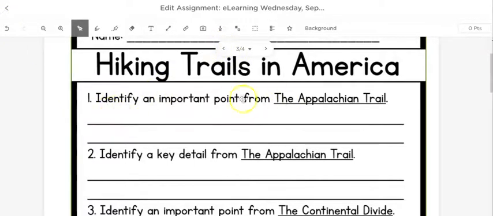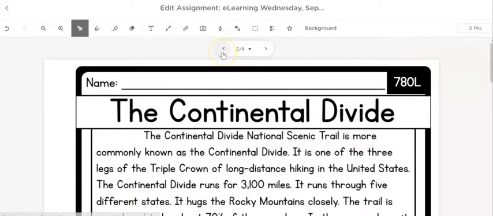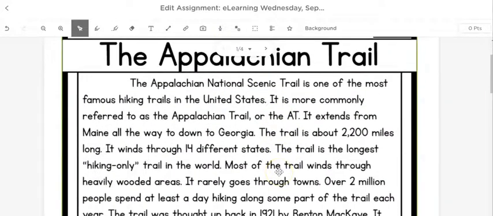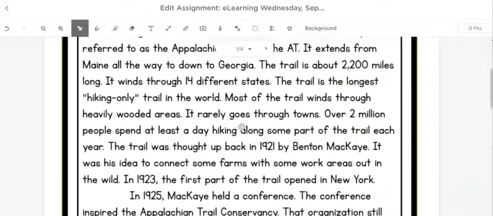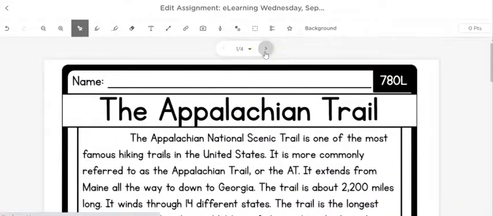Now we can go back and answer the questions. Identify an important point from the Appalachian Trail. It's underlined because that is the title. So I'll go back, look at Appalachian Trail, and I'm trying to think about what was this whole thing about? Now, although it says things like the trail was 2,200 miles long and that there are 2 million people that spend at least a day hiking along some part of the trail, the whole passage is just saying how famous the Appalachian Trail is. That is the main point.